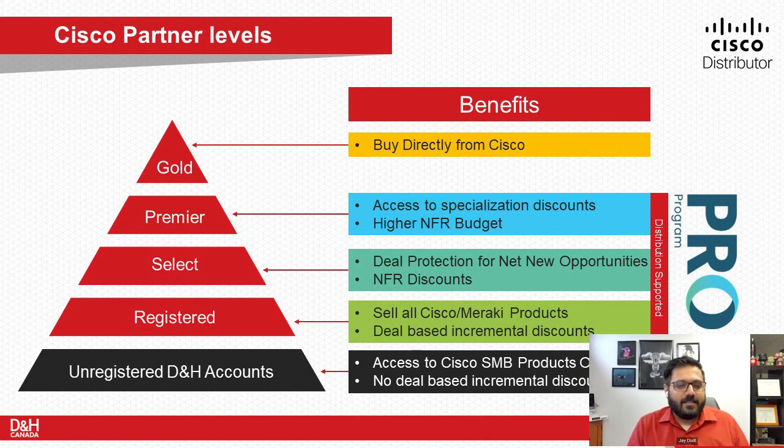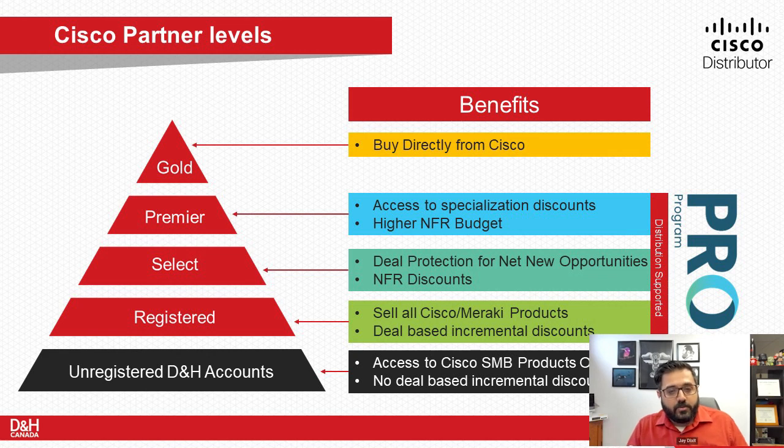Now, some gold partners have direct partnership with Cisco, so they can buy directly from Cisco, but that comes with its own set of operational things that you might have to deal with, versus when you are at Premier or below levels, you have distribution partners such as D&H supporting you in your entire journey. So I wanted to outline how this breaks out, and you'll notice for Premier, Select and Registered, there's a little band that says distribution supported. So these are the tiers where D&H is incentivized to support you in growing your Cisco practice.